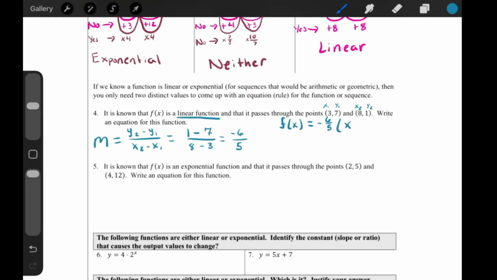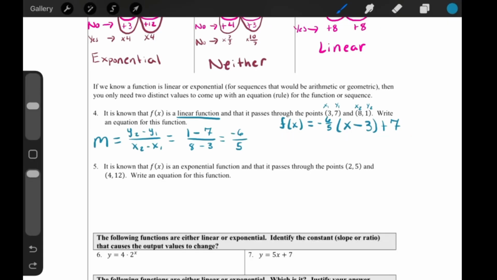times x minus, and this is where we have a choice. We could either use 3, 7 or 8, 1. We're going to go ahead and write it both ways, but that is an option. So we're going to go ahead and do 3, 7 first. So we're going to plug in our x, which would be our 3, and then plus our y, which would be our 7. So this right here would be an answer.